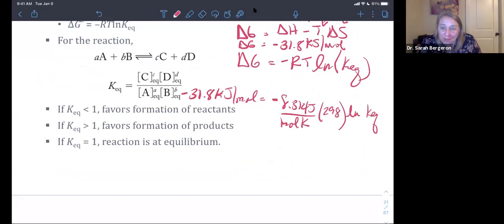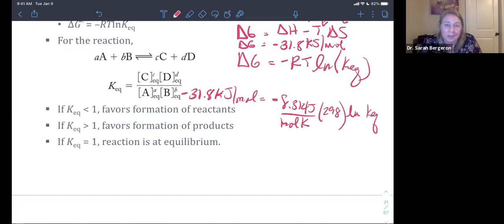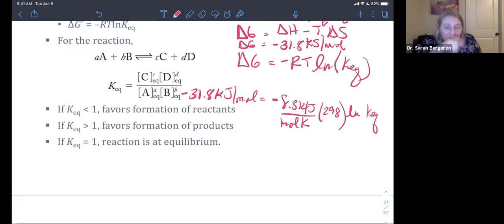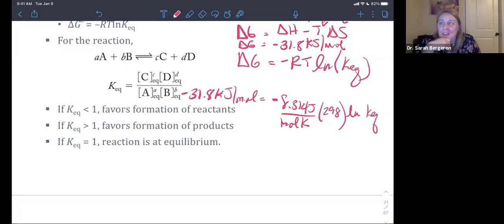So now you have to solve for K equilibrium, but notice that you have the natural log there. So what's the opposite function? E. E is the opposite function. Okay, Megan, you got a question? Yes, ma'am. Isn't that R constant in joules, but we have delta G in kilojoules? Kilojoules, yes. You're going to have to convert. It doesn't matter, but you're going to have to convert. So what do you get? It should be relatively big.